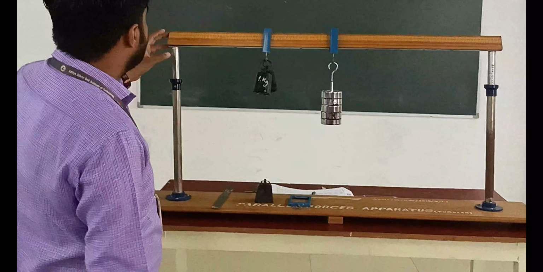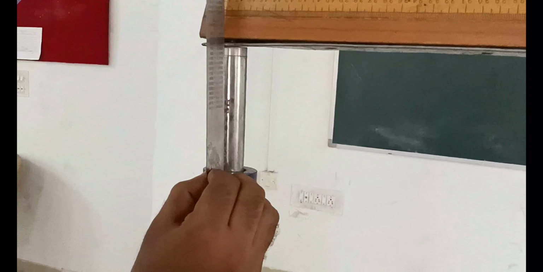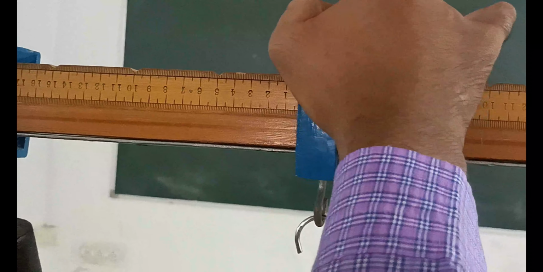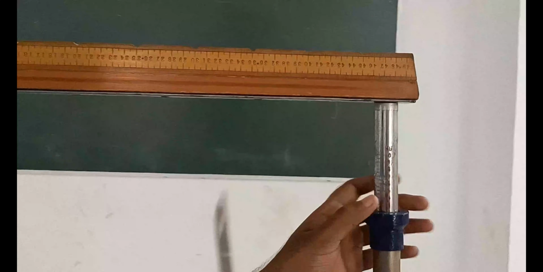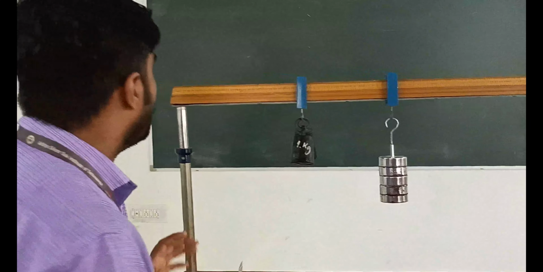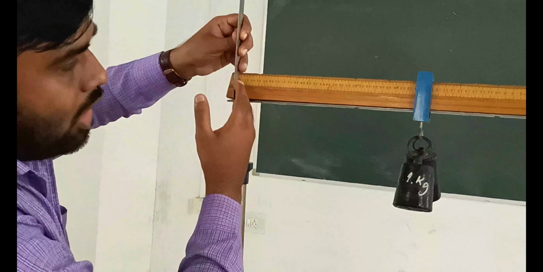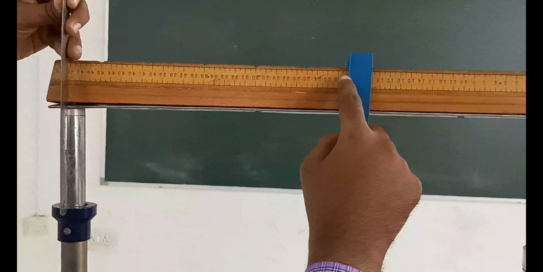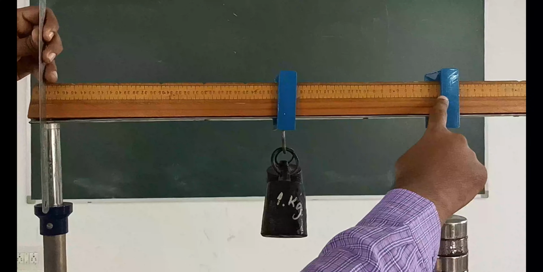Now, if I put the scale over the length of the beam, it is about 48 from 0, and from where I put the red mark, it is 0 and again 48 on the other side. So the total length of the beam is 96. The distance of the first load is 28 centimeter, and for the second load, it is 48 centimeter.